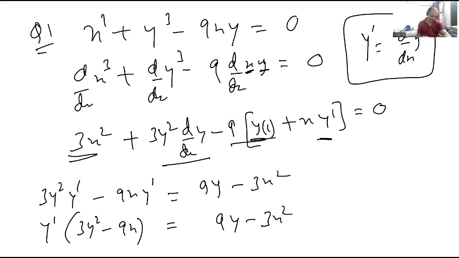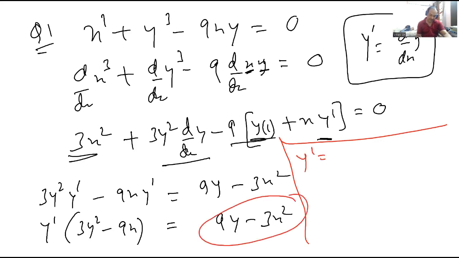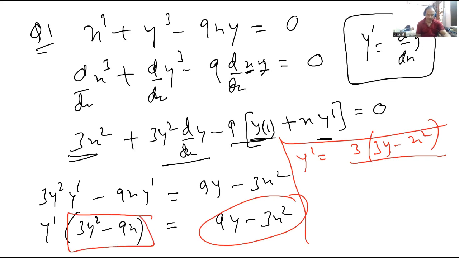Then how much will I have? I will have y dash is equal to 9y minus 3x squared. If I take 3 common, I will have 3 times y minus x squared, and the denominator part will go in the denominator. There I will take 3 common, so it will be y squared minus 3x. So this is the required answer: y dash is equal to 3 times y minus x squared over y squared minus 3x.